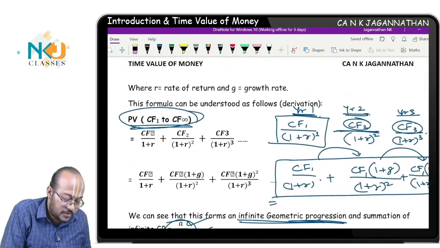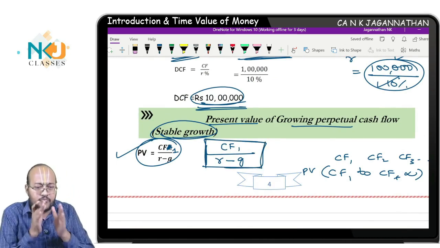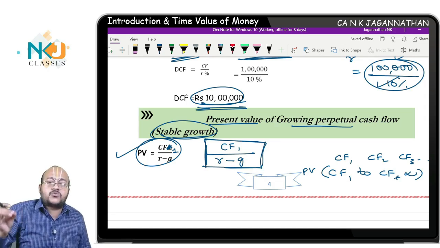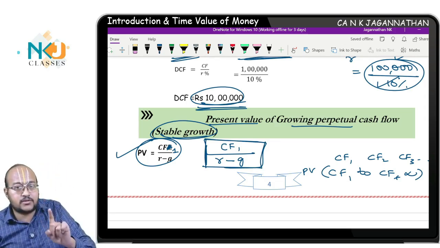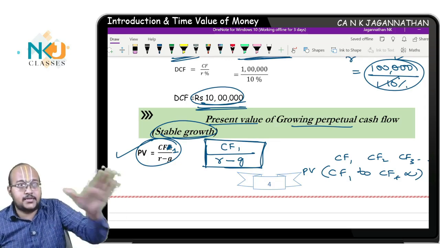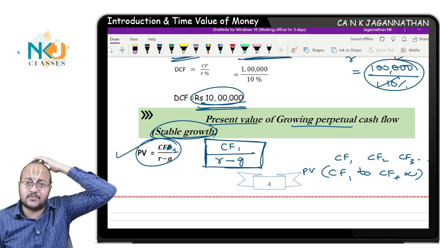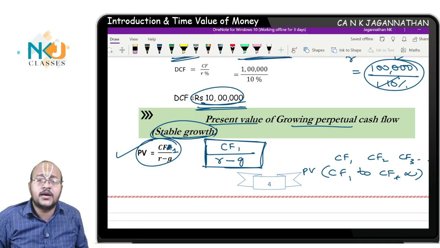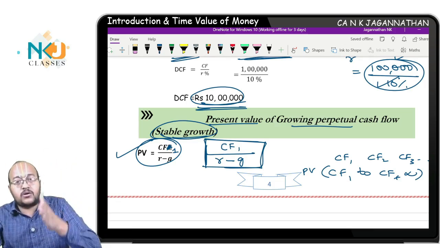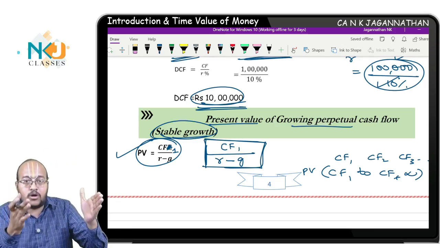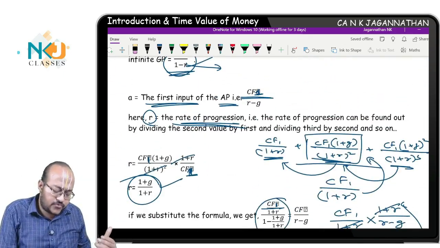See, the formula is simple. I have given the formula. Cash flow 1 divided by R minus G is the formula to find out the present value of the perpetual growing cash flow, wherein the growth rate is stable. Okay, one caveat is there, the growth rate is stable. If the growth rate changes, for example, for the first 5 years one growth rate, second 5 years another rate, we are going to study in the 3-step dividend model, 2-step dividend model and all, where we study that if the growth rate changes, you cannot apply a specific formula. We have to go block by block, compute, and then find out the present value, correct? So this is the derivation for this, understood?